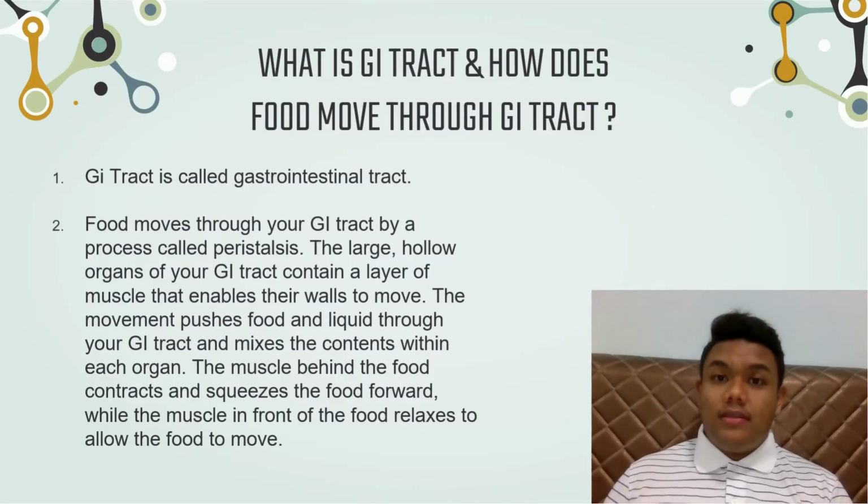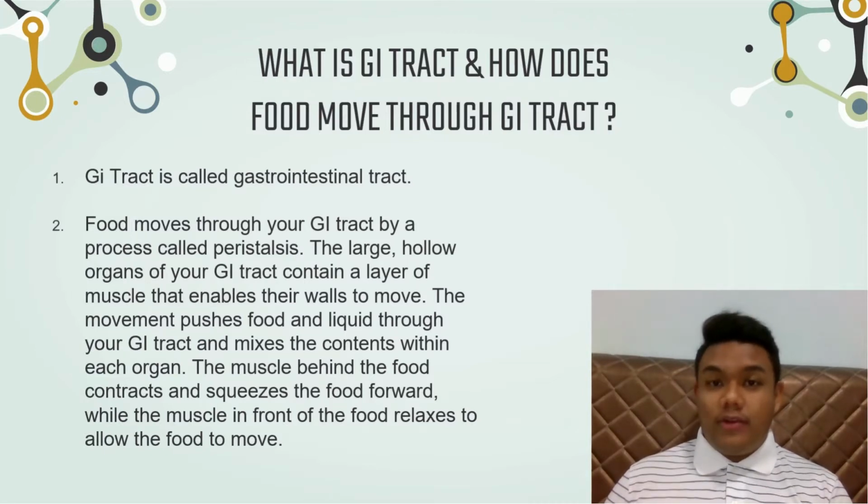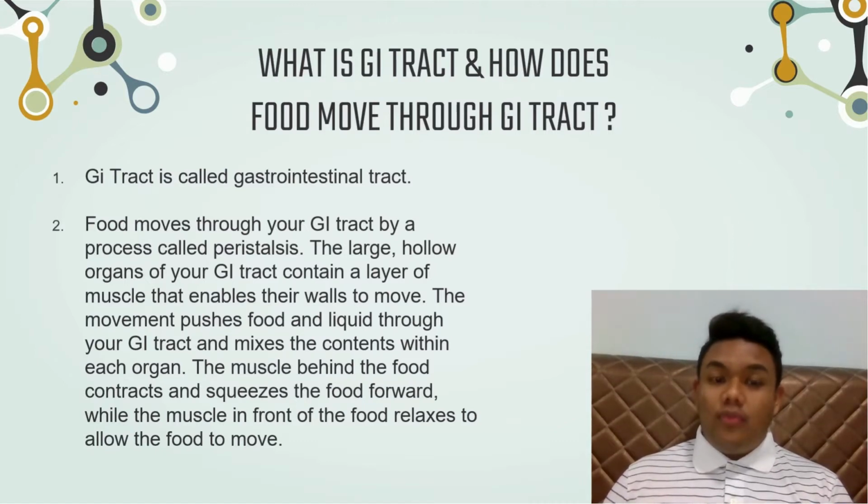So what is the GI tract, and how does food move through our GI tract? First of all, GI tract is short for gastrointestinal tract. Food moves through your GI tract by a process called peristalsis. The large hollow organs of your GI tract contain a layer of muscles that enable their walls to move. The movement pushes food and liquid through your GI tract and mixes the content within each organ.